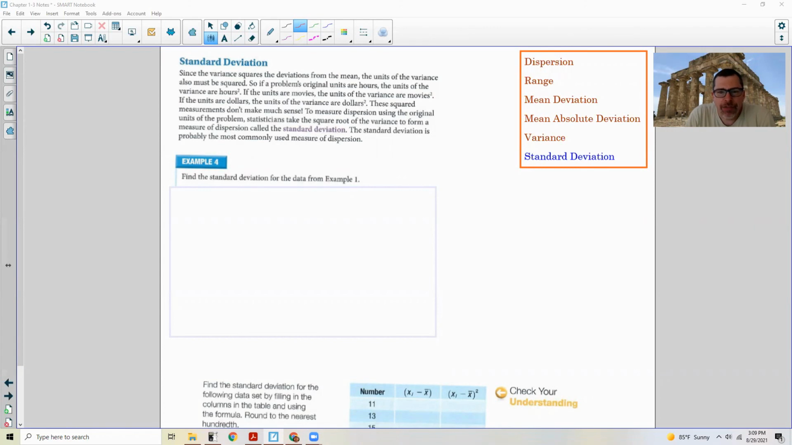The standard deviation is probably the most commonly used measure of dispersion. Okay, I think I did actually misspeak back there and I said the variance was the square root. It's not, that's the standard deviation. The square root of the variance is the standard deviation.